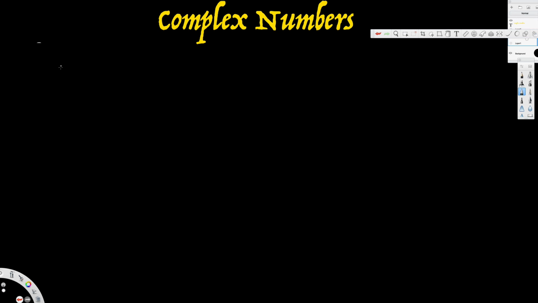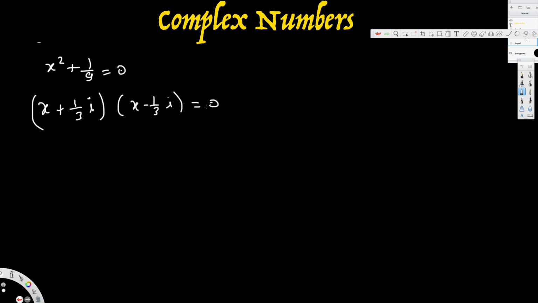Let's say we have a question like this: x square plus 1 over 9 is equal to 0. Do we have a square form? If we take the square root, x square gives x, and since we have plus, we have to remember to put an i, and then the square root of 1 over 9 is 1 over 3, so we get plus 1 over 3i and also minus 1 over 3i. Therefore x can be plus or minus 1 over 3i. That's our final answer, and that's how we do these kinds of problems.